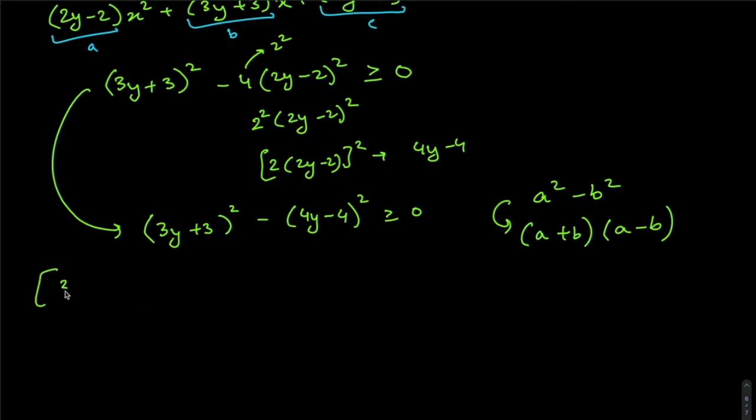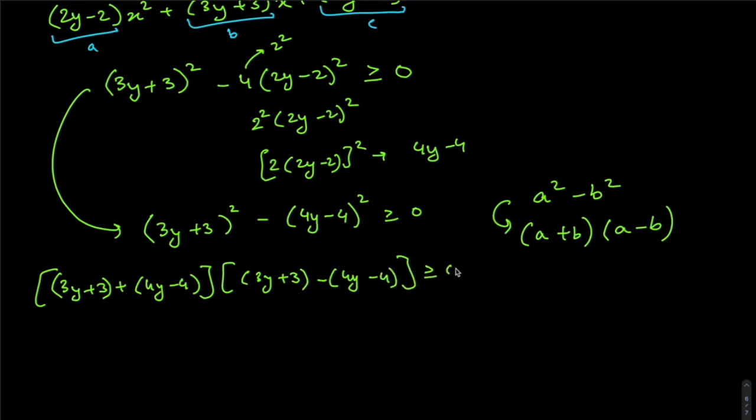So when I do that, I'm going to get (3y plus 3 plus 4y plus 4) times (3y plus 3 minus 4y minus 4) greater than or equal to 0. Simplifying this, what I'm going to get is (7y minus 1) times (7 minus y) is greater than or equal to 0. Again, so now I'm going to have my critical points, which are y is equal to 1 by 7 and y is equal to 7. These are my critical points.